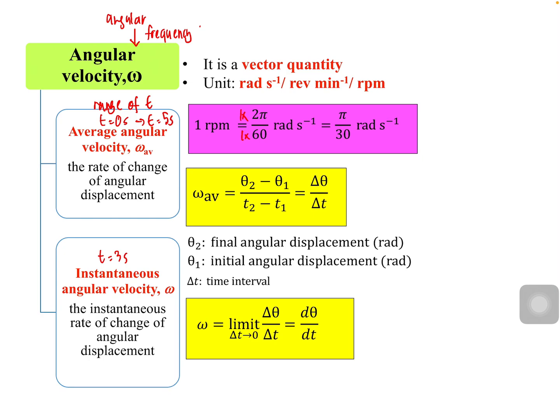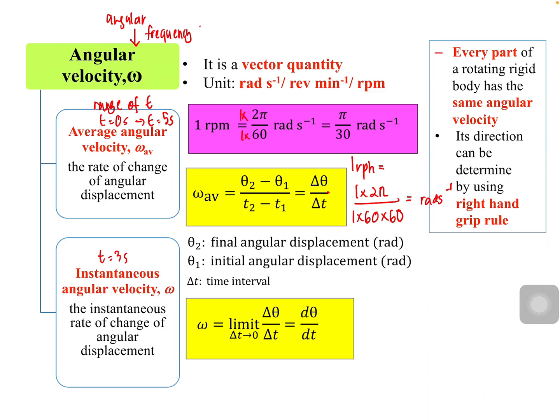Okay, then for average angular velocity, means the rate of change of angular displacement, theta 2 minus theta 1 over t2 minus t1. Theta 2 is final angular displacement, theta 1 initial angular displacement, delta t equal to time interval. For instantaneous velocity, omega equal to d theta over dt. Satu lagi saya terangkan kalau RPH, contohnya 1 RPH, 1 revolution 2 pi per hour, 1 jam 60 minit kali dengan 1 minit 60 saat. So you akan dapat dalam radian per second.